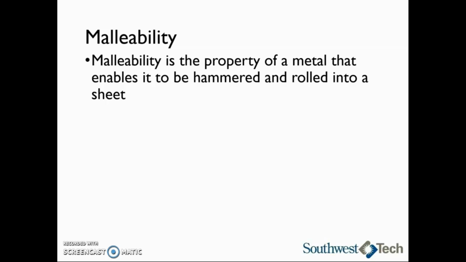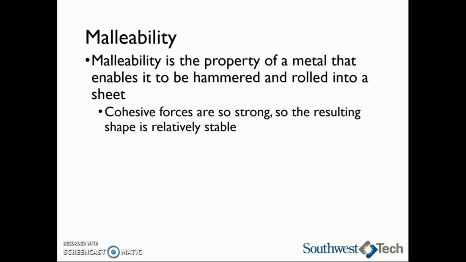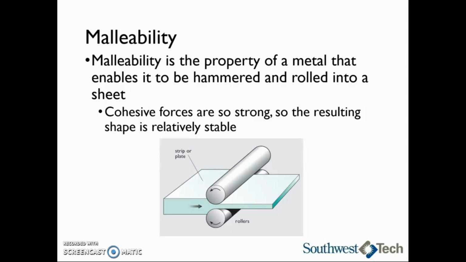When referring to malleability, the cohesive forces, or the forces between like molecules, are so strong that the resulting shape is relatively stable, meaning once the metal is hammered or rolled into a sheet, it isn't going to go back to its original shape.